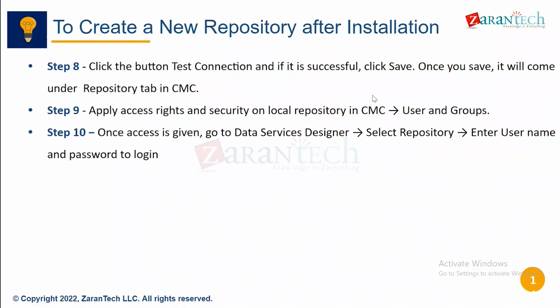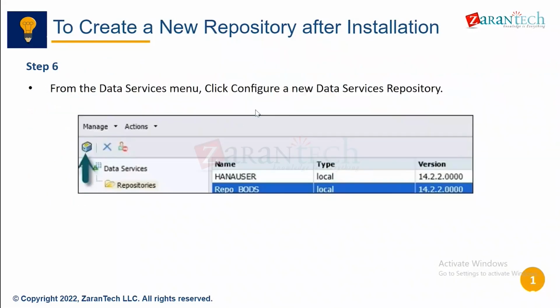So that is the bonds it was mentioned here. Click on the button test connection. If it is successful, click save. Once you save, it will come under repository tab in CMC. So like this, one more repository will come here. You will get all the repositories that are associated with your data services.